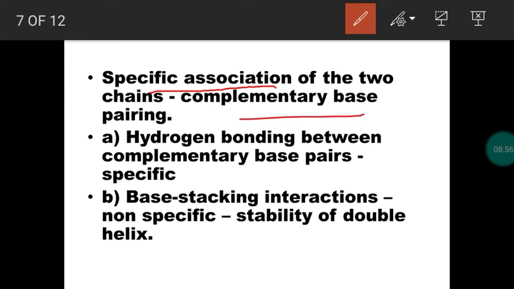And the interactions will be hydrogen bonds between the base pairs and base stacking interactions. Two interactions will be there. Hydrogen bonding will be specific in nature, and base stacking interaction is non-specific in nature, but this is responsible for the stability of DNA. So the stability of the double helix structure of DNA is mainly based on base stacking interactions. Along with the hydrogen bond, one more interaction will be present between the two strands, because DNA has two helical chains.